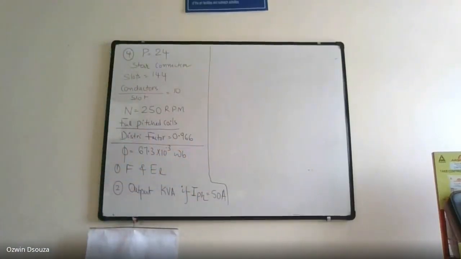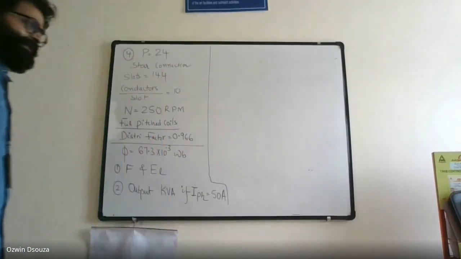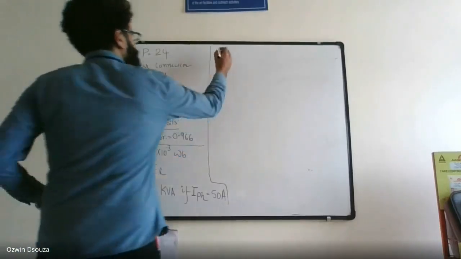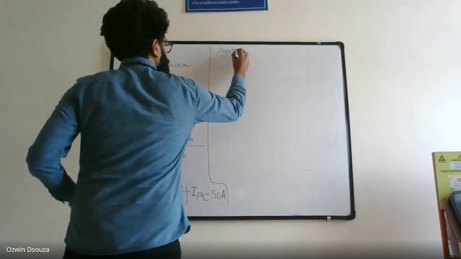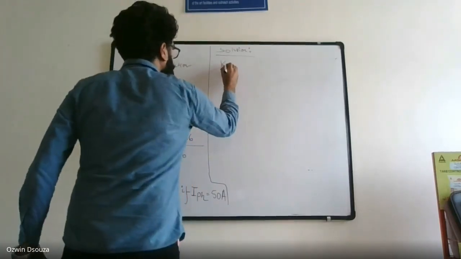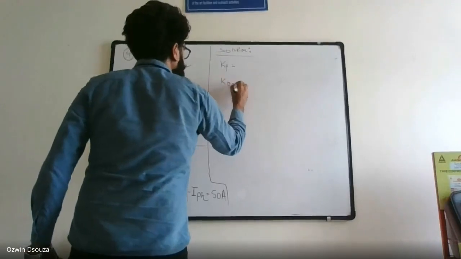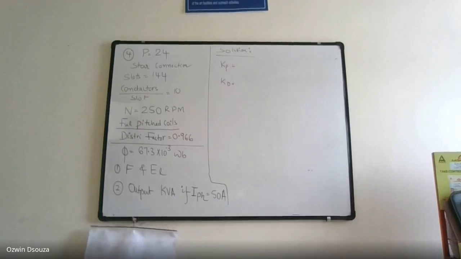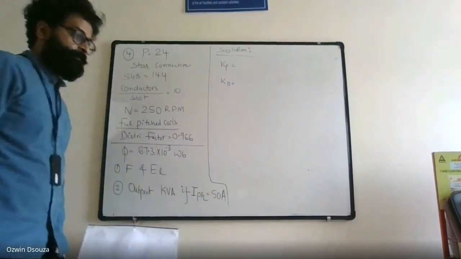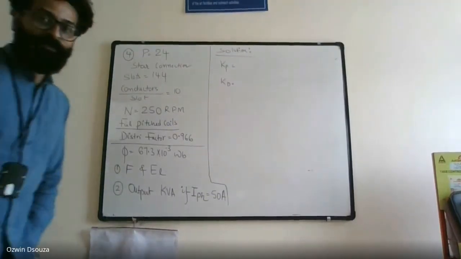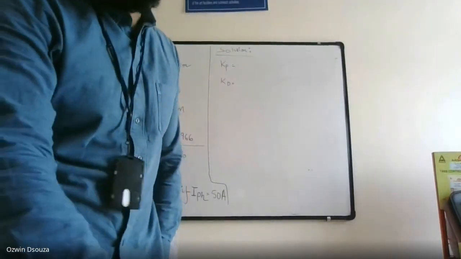It's a slightly different problem in the sense you need to determine the output kVA as well. Rest all remains the same. So, solution. First you tell me what is kp and what is kd. Tell me, anyone can tell me. What is kp? I'll wait for your answer.